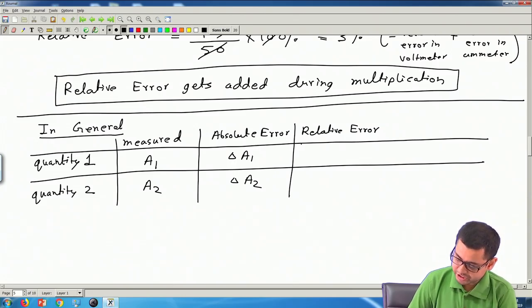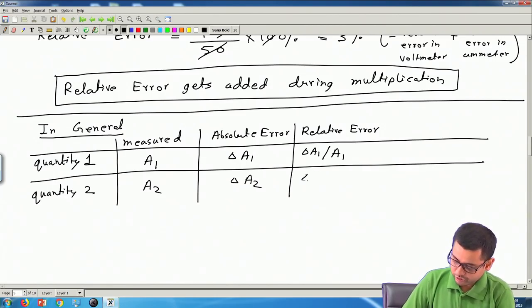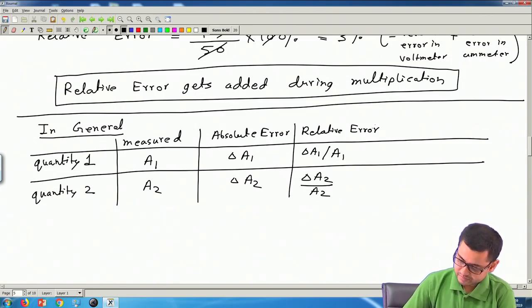so the relative error here will be delta A1 by A1. Okay, so you can multiply it with 100 and express it in percent, but let me express it in per unit. Okay, so that's easy, so I'm ignoring percent here, and for this it will be delta A2 by A2. So that is relative error.